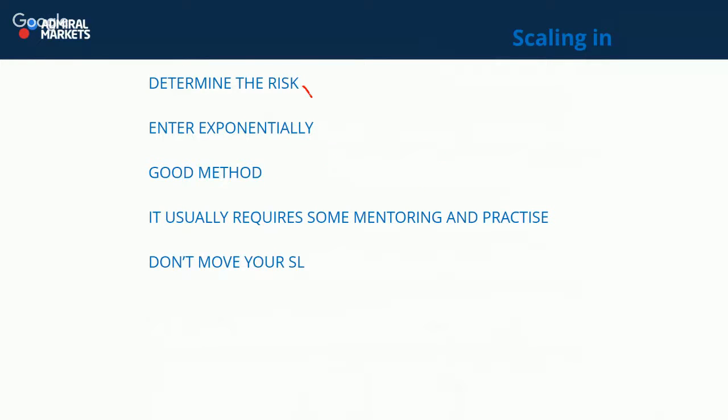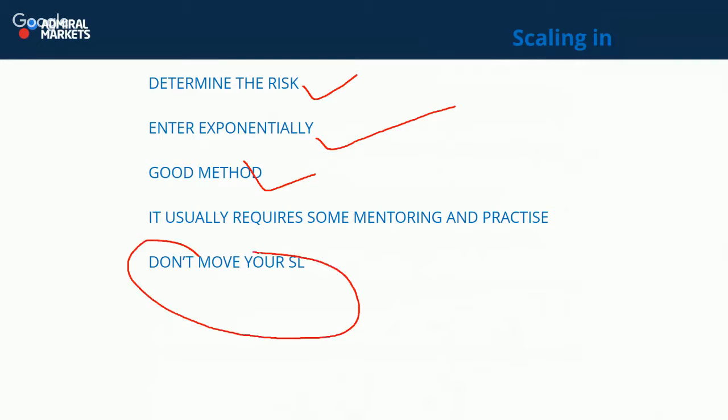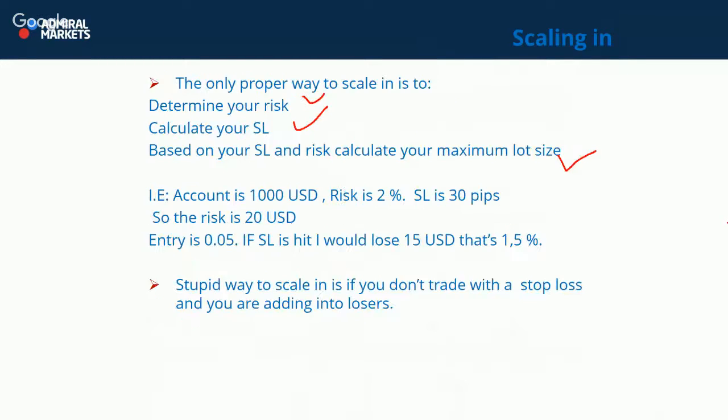So determine the risk, enter exponentially. It's a good method, and it usually requires some mentoring and practice. But the thing is, you don't move your stop loss. If you want to scale in, your stop loss should be fixed. Because if you move your stop loss, then you are actually moving your risk. And if you change your risk up from 2 to 5%, let's say, believe me, you will be in dangerous territory.